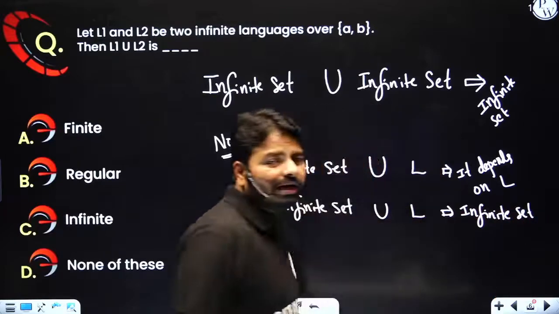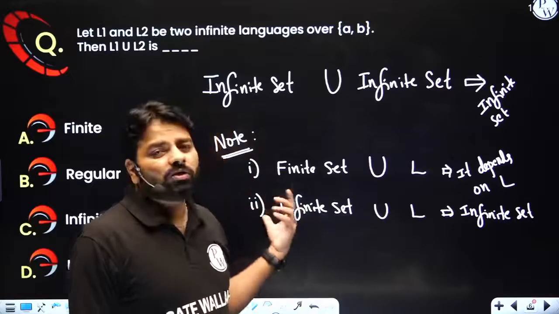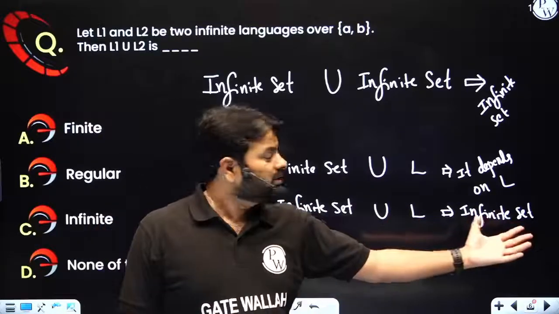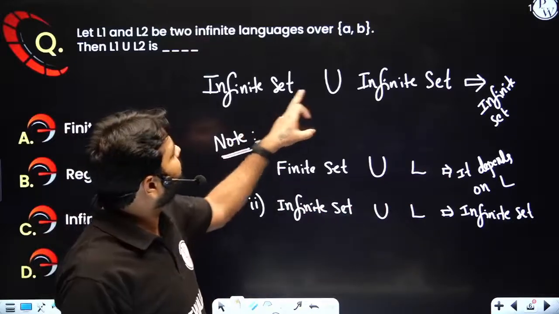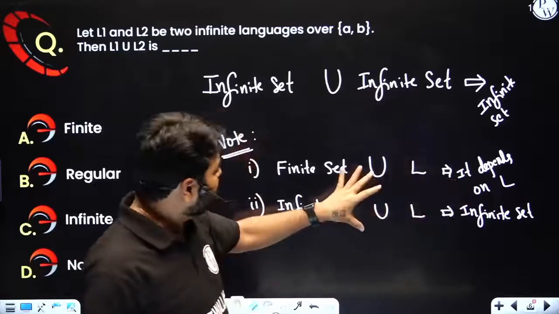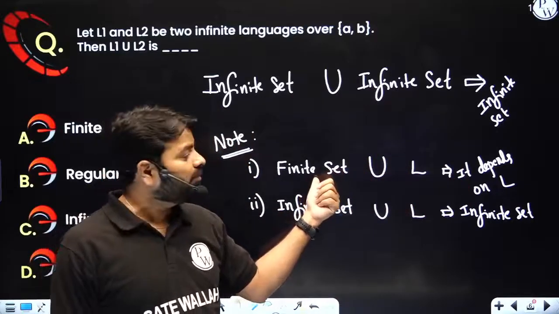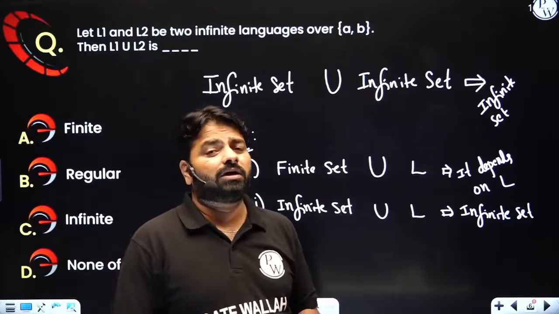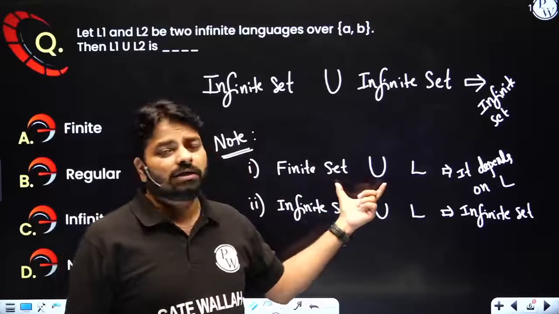So here we don't worry about L. L may be finite or infinite. The result is already decided, it is infinite. So these points are really important for us in the exam. In the exam, if everything is given, then the answer could be very easy. But sometimes when you are applying the union, one operand might be provided to you and the other operand is arbitrary, then for the result you have to think about the whole universe, how it is going to be.